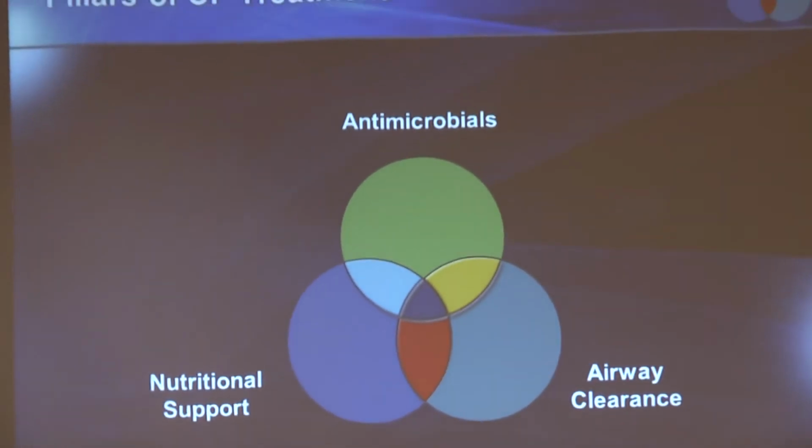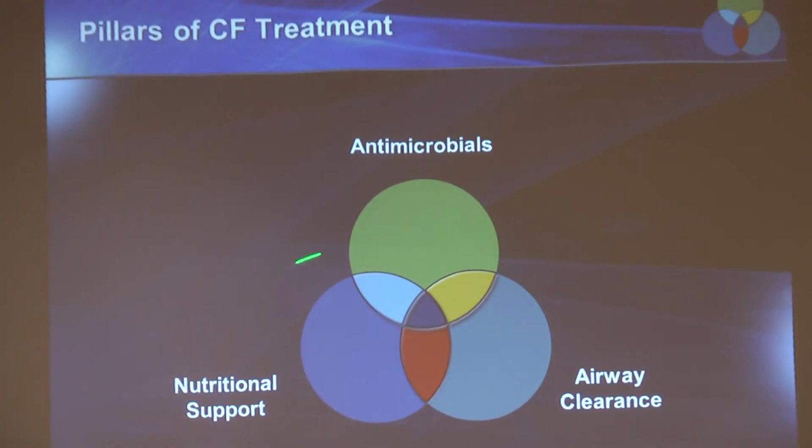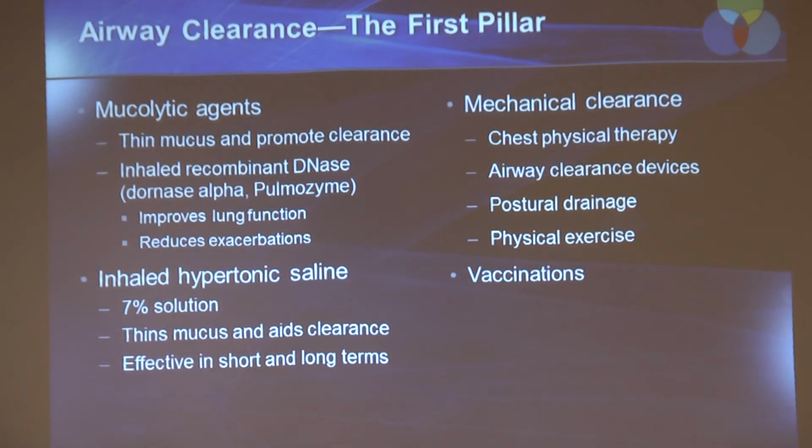So I'm just going to turn to the basic pillars of treatment, and I view this as really a triad that's based upon airway clearance. As you heard, get rid of that mucus, antimicrobials to treat that infection, and nutritional support, which you've also heard about. So airway clearance really is the first pillar, and besides the actual mechanical clearance that involves exercise, various forms of physiotherapy, there's also the issue of appropriate vaccination.